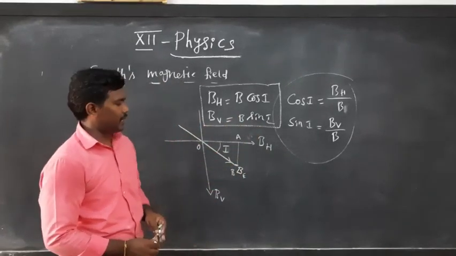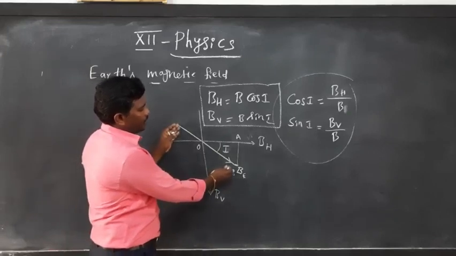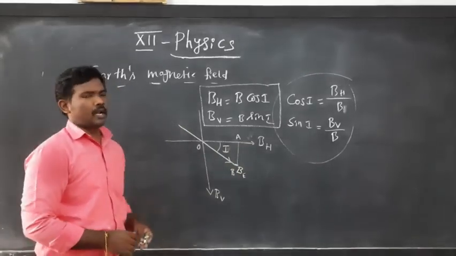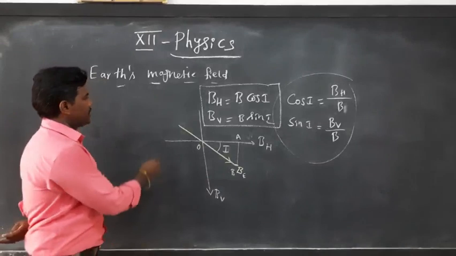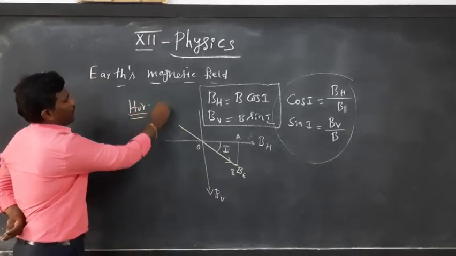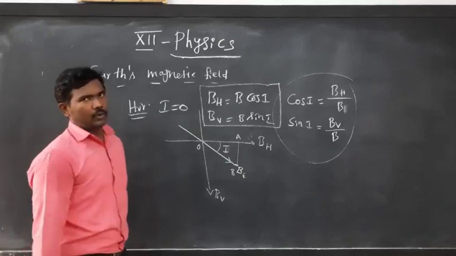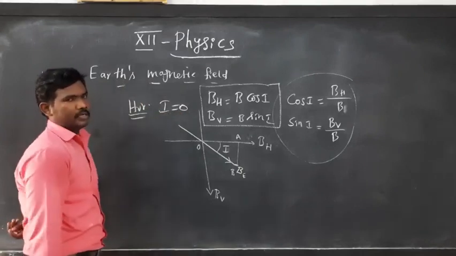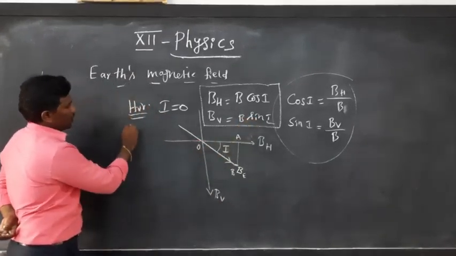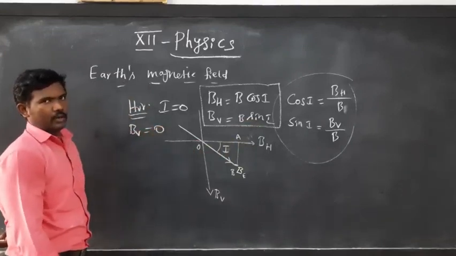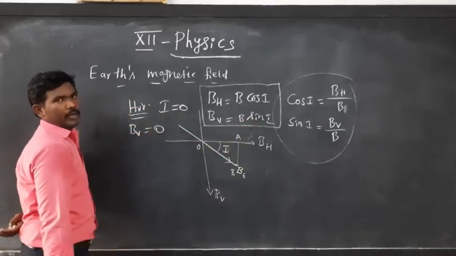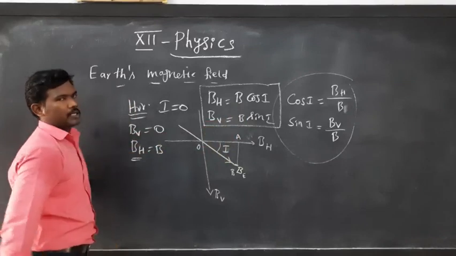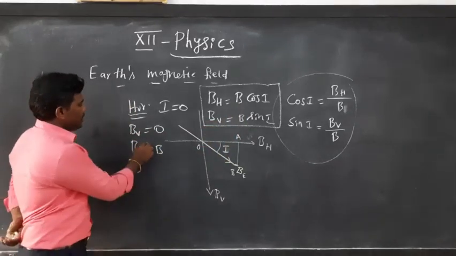The special case is when we align the needle of the compass in the horizontal direction. Horizontal direction means the I value is equal to 0. The inclination angle is 0. If I is 0, sin 0 is 0, so we have BV is equal to 0. For I equal to 0, cos 0 is 1, so we have the maximum value for the horizontal component of the earth magnetic field.